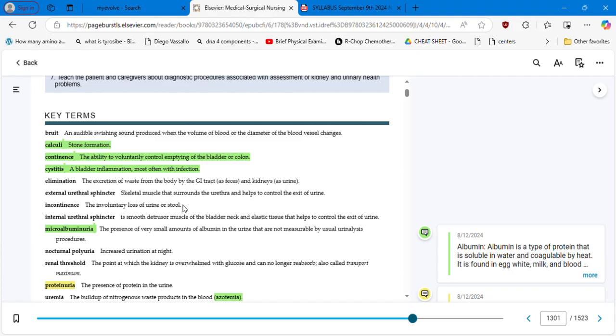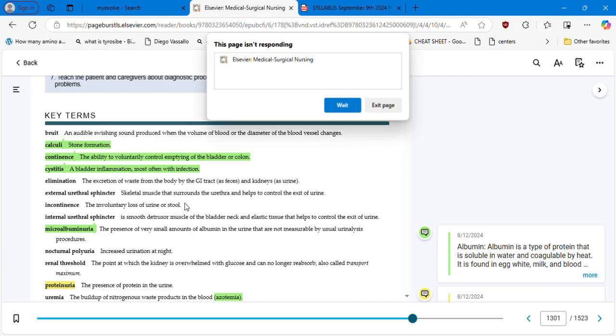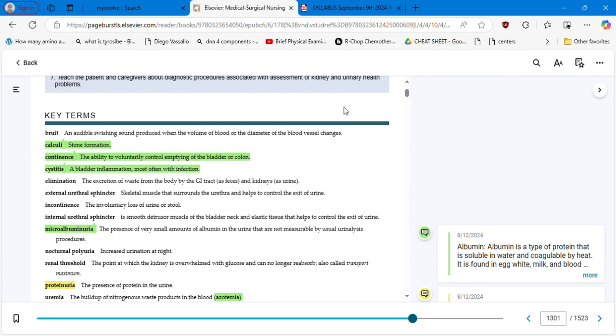Incontinence is the involuntary loss of urine or stool. We have the internal urethral sphincter, which is a smooth detrusor muscle of the bladder neck and elastic tissue that helps to control the exit of urine, right? Then we have this term, microalbuminuria.